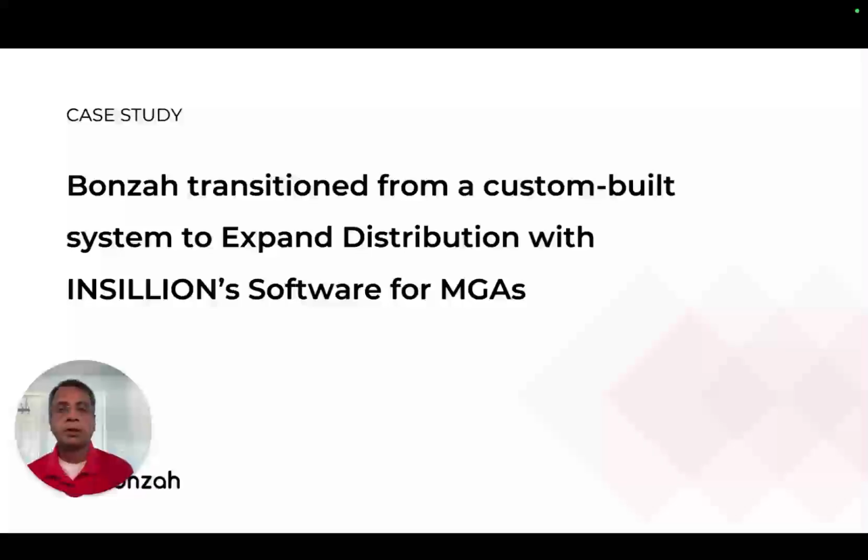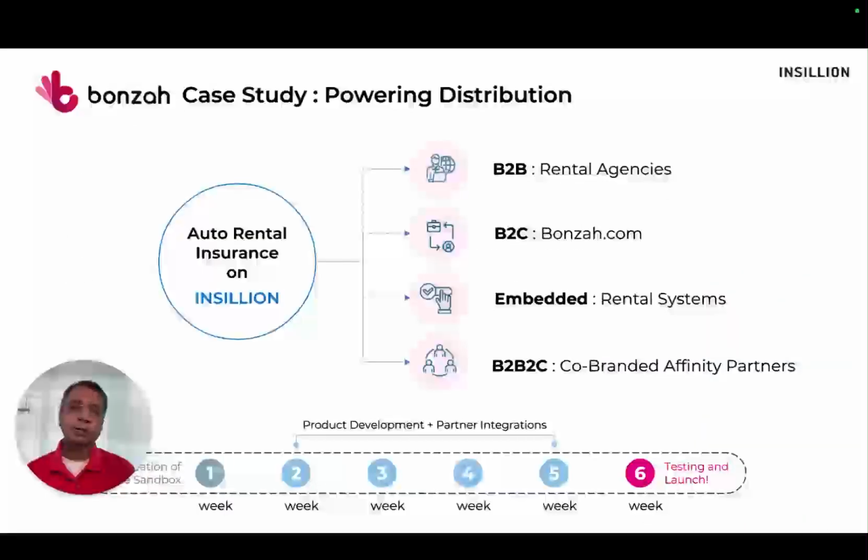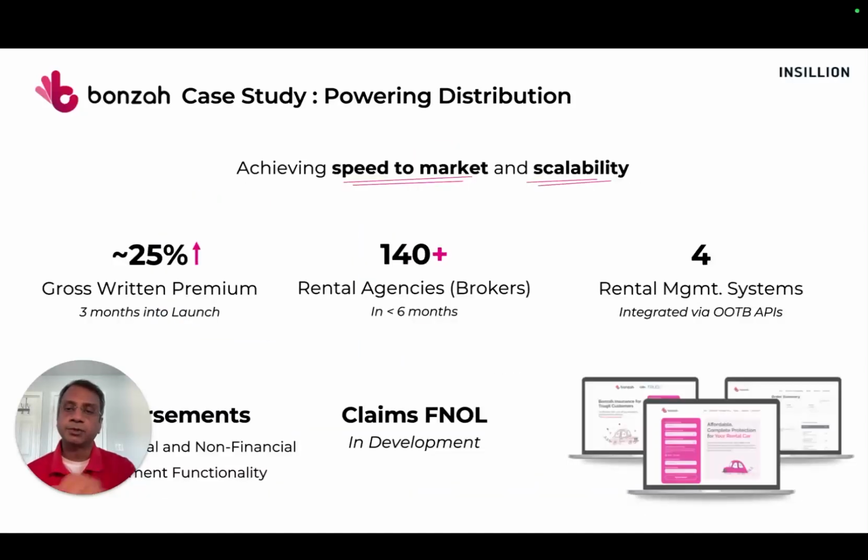So let's look at a case study. Bonsai is our auto rental insurance customer. They had custom-built software and a few issues with it. Every time they needed to add a distributor, or with system maintenance, it was taking away the customers' time. When we approached them, we could onboard them within six weeks with their B2B and B2C portals. Then the embedded portal was added, which allowed them to integrate with rental management systems. Co-branded affinity partner sites were also launched for larger distributors. In about six months, they were able to onboard 140-plus rental agencies in a breeze.